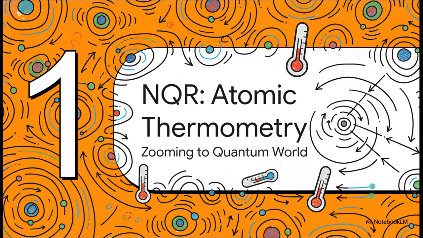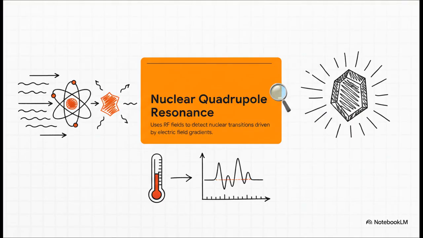NQR atomic level thermometry. We are zooming right into the quantum world. Let's start at the absolute smallest scale possible and look at how the nuclei of atoms themselves can actually act as tiny, unbelievably precise thermometers. So, what exactly is nuclear quadrupole resonance, or NQR? Well, NQR uses radio frequency magnetic fields to induce and detect transitions between the sublevels of a nuclear ground state.